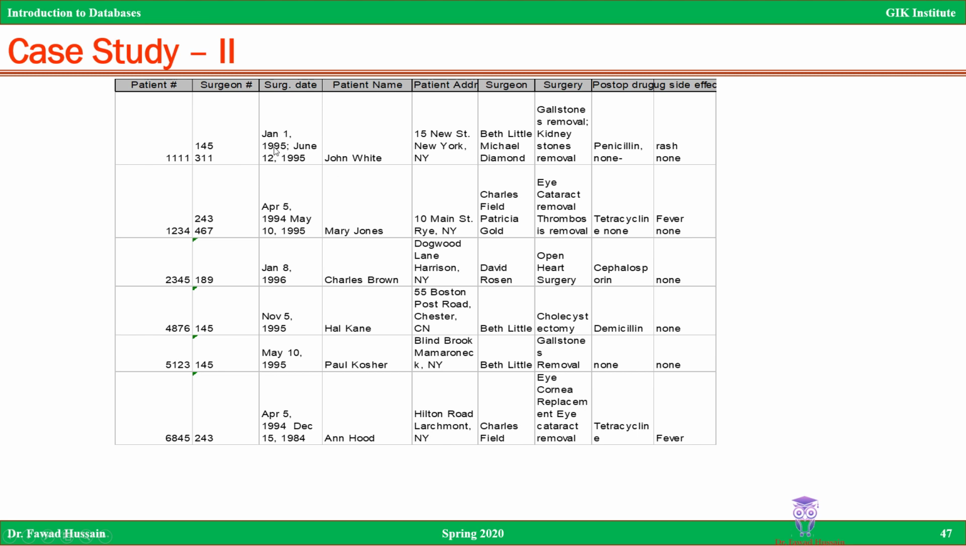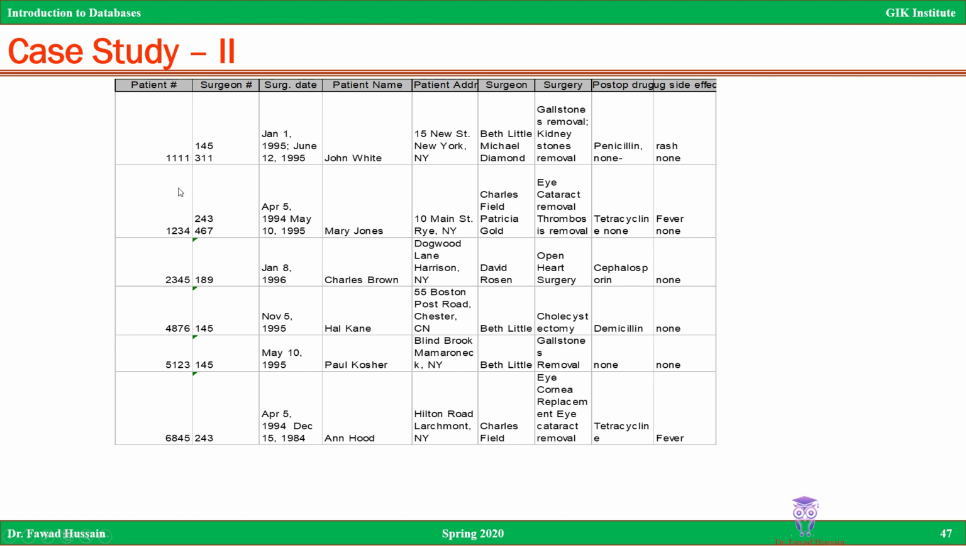The same patient underwent a second surgery, this time by surgeon ID 311, who is Michael Diamond. The surgery was performed on June the 12th, 1995. Patient name is the same, address is the same. Of course, the name of the surgeon is different now. And the surgery was performed for kidney stone removal. There was no drug prescribed, and since there was no drug prescribed, there is not going to be any side effect. So you have this data for one patient.